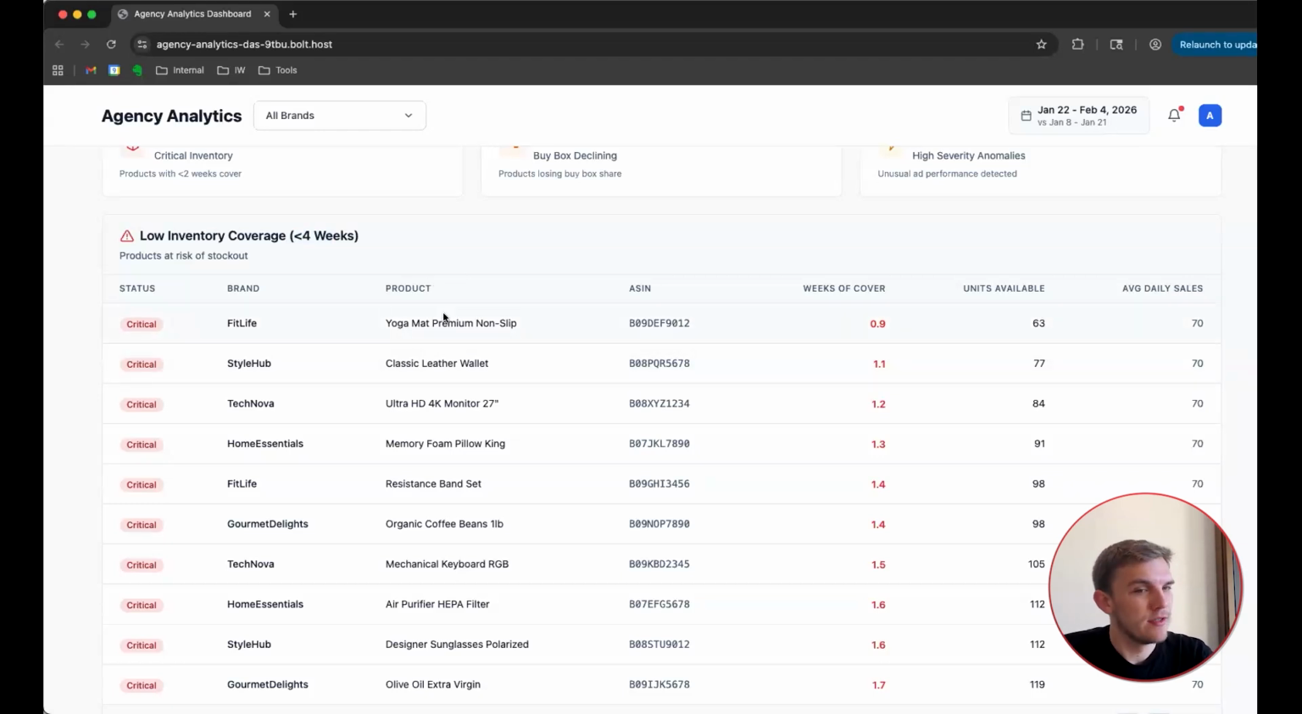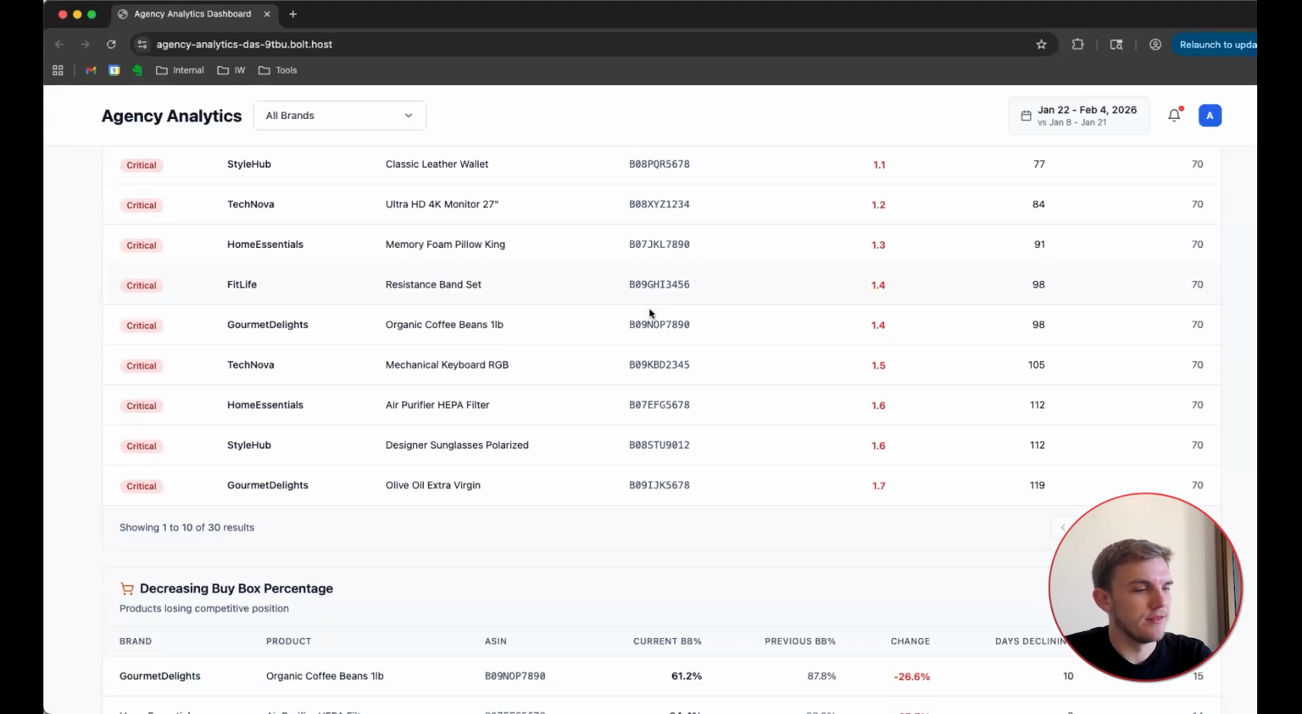I need to really get more units in here or speak to my clients about getting more units in here so that I don't lose sales on this ASIN. But I probably also need to adjust my ad strategy if I'm spending a lot of ad dollars against this ASIN. So that's something I might do on a weekly level, doing that level of review.